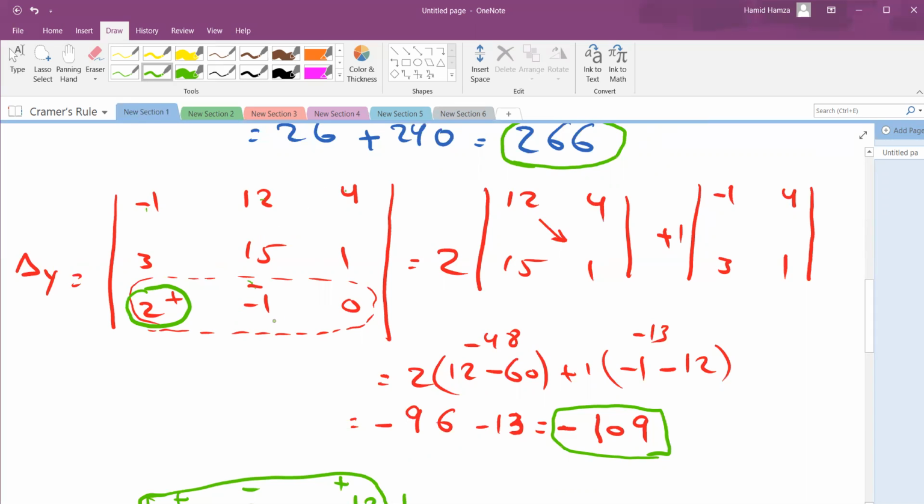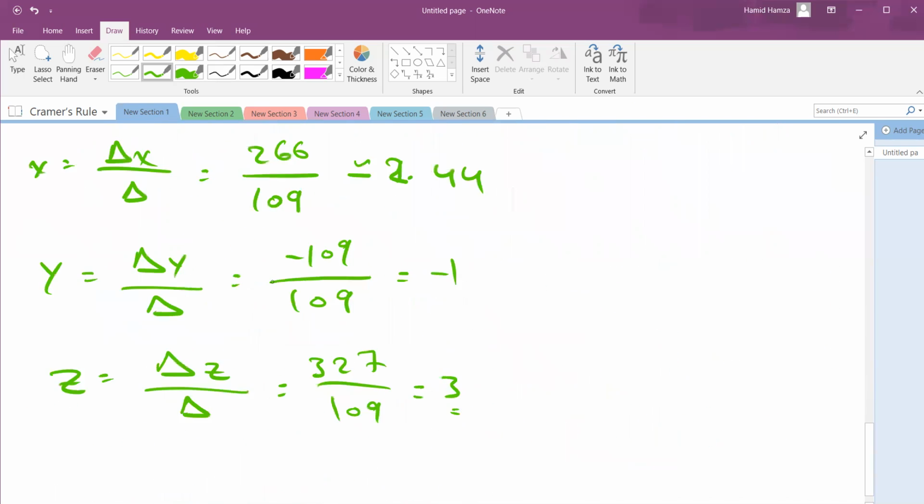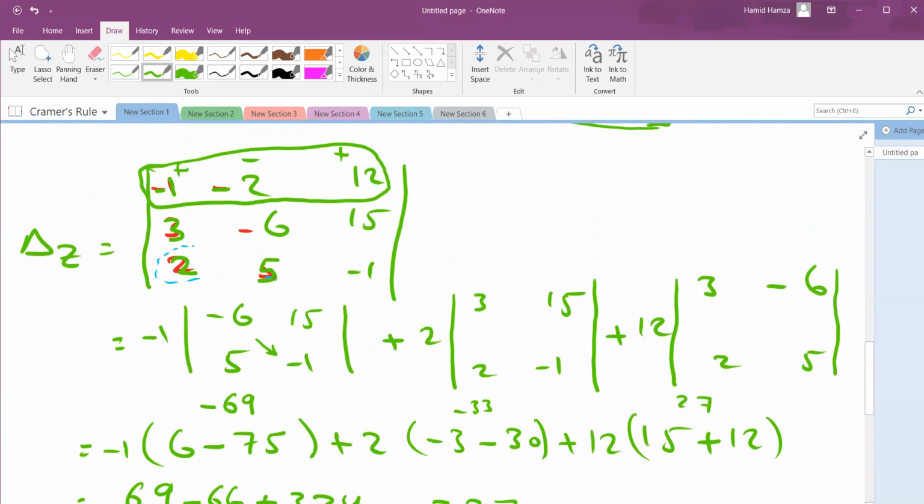The sign of the place is negative, and 1 is negative itself, so it will be positive 1. Then we eliminate the row and column that 1 lies on, take the remaining elements and put them in a 2 by 2 determinant, so negative 1, 4, 3, and 1, like this. Let me show you the last one.